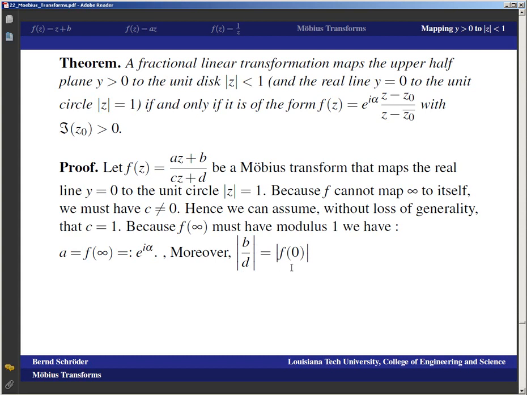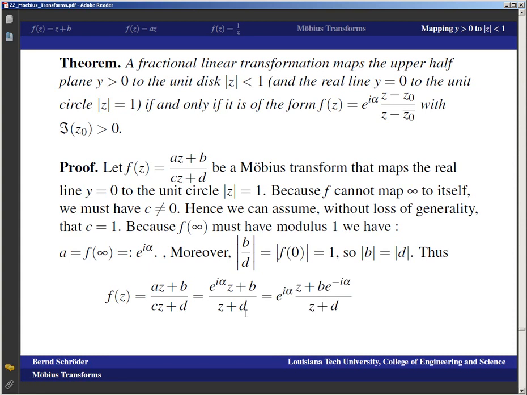And the absolute value of b over d is the absolute value of f of 0, because we plug in zeros here. And that's equal to 1, because the real line goes to the unit circle. And that means that the absolute value of b is the absolute value of d. So that means that f of z is actually e to the i alpha z plus b over z plus d, which is equal to e to the i alpha z plus b e to the negative i alpha over z plus d. We just factored out the e to the i alpha to get the right form here. And that's e to the i alpha z minus z0 over z minus z1.